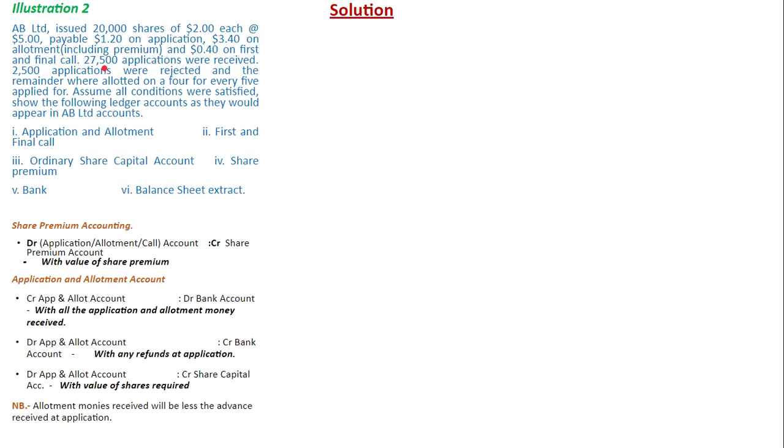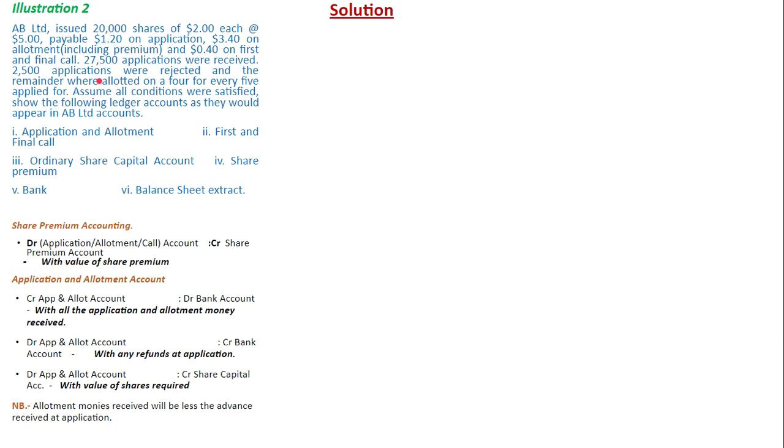We are told 27,500 applications were received. There is an oversubscription here. We are also told 2,500 applications were rejected. So that means we remained with 25,000 applications. And the remainder were allotted on a 4 for every 5 applied for. If we say 4 divided by 5 multiplied by the remaining applications, which is 25,000, we will get back to the issued shares of 20,000.